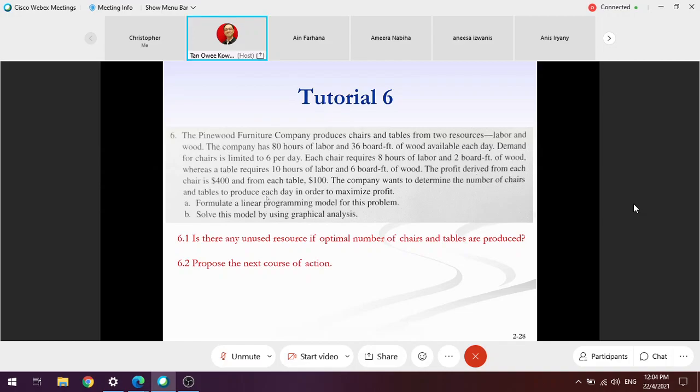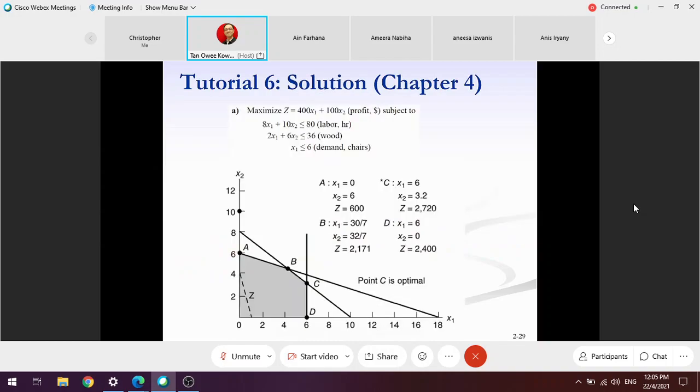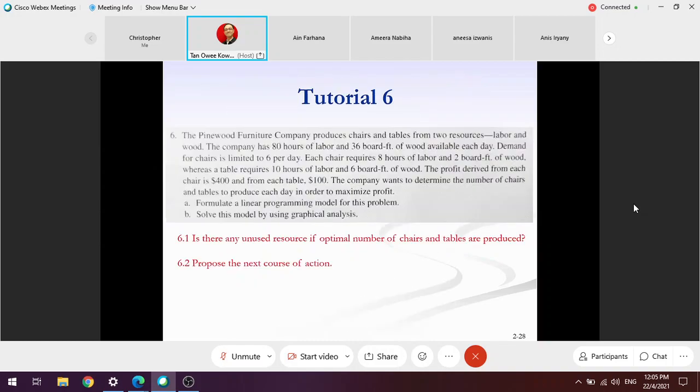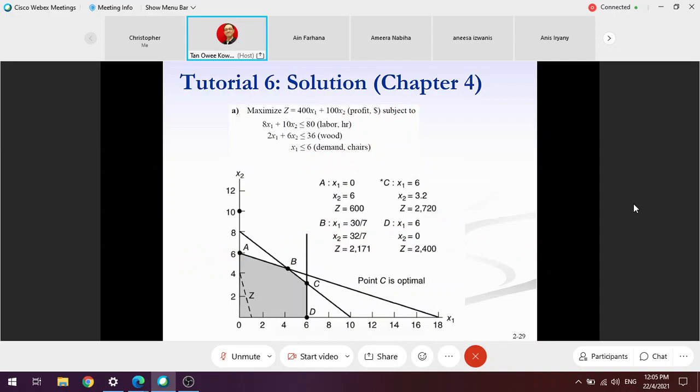This tutorial, you should have done the solution of it in chapter 4. In order for you to answer this tutorial, you have to refer to the solution that you have done in chapter 4. This is the one. The tutorial is the same as what you did in chapter 4, but we expand the soalan to cover the unused resources. So in order to answer these questions, you need to refer to your solutions in chapter 4. And this should be the solution in chapter 4.